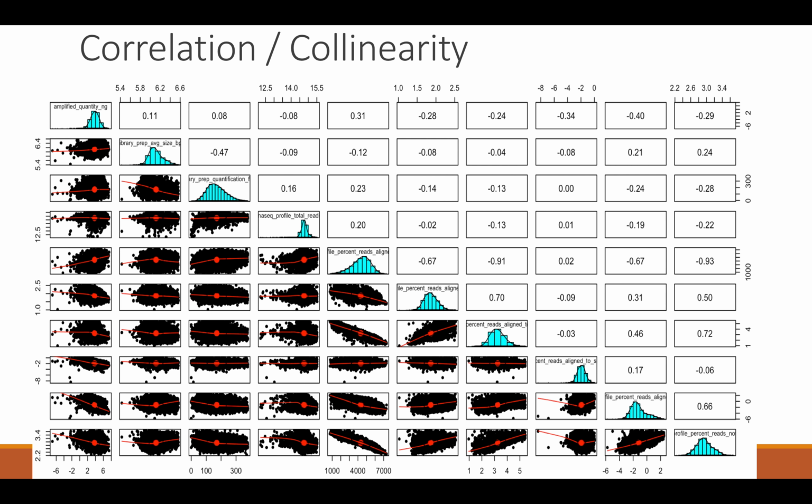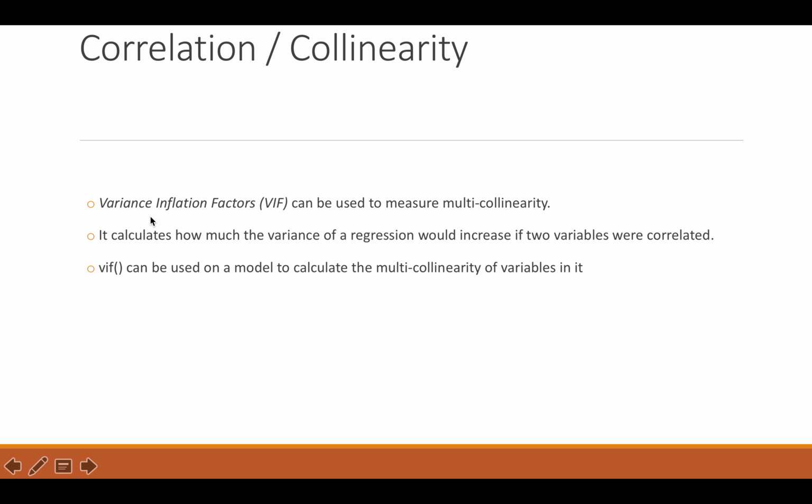Now, next thing I wanted to deal with was collinearity. So I did pairs.panels of all the numeric data. And as you can see, there are some very strong correlations between some of the variables. There's this concept called variance inflation factors, and essentially they can be used to measure collinearity.